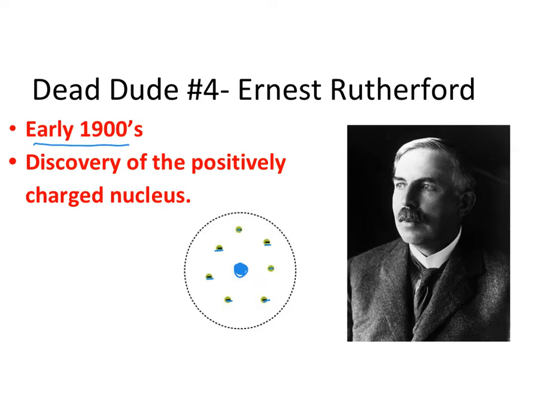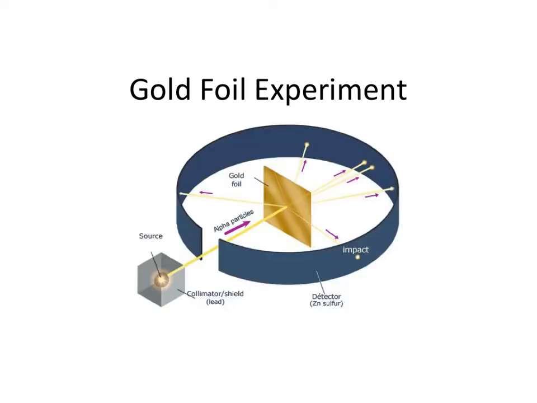And the way he did this was with the gold foil experiment. So here's an image of that experiment. Essentially what he did, and again, this is an important experiment you should know, he shot some alpha particles, which are kind of a positively charged little particle, at a very thin sheet of gold foil. And what he expected, because they assumed the plum pudding model was accurate, is that most of the alpha particles would pass directly straight through.